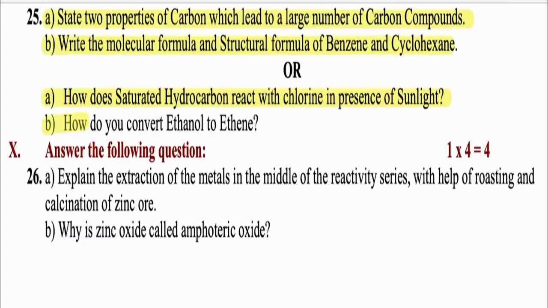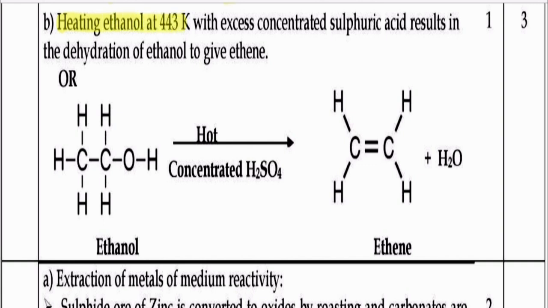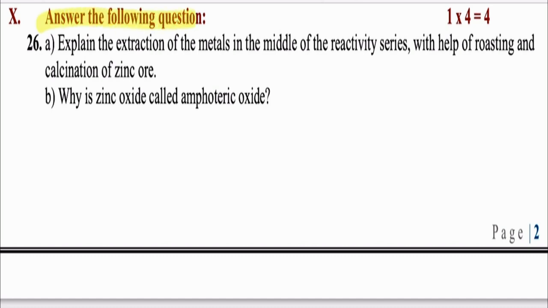B. How do you convert ethanol to ethene? Heating ethanol at 443 Kelvin with excess concentrated sulfuric acid results in the dehydration of ethanol to give ethene. You can refer to this. Answer the following questions. Question number 26. Explain the extraction of metals in the middle of the reactive series with the help of roasting and calcination of zinc ore.